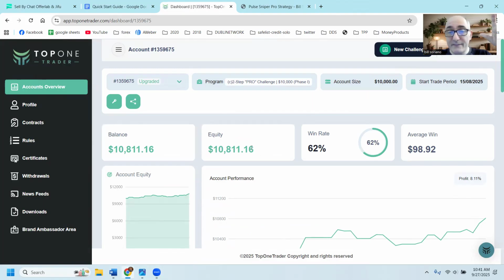You can see I got the $10,811. So I passed the 8% gain that I needed. And again, the win rate 62%. So this strategy is not win all the time. You don't need it to win all the time. You just have to apply it consistently over time. And this is the win rate that I got with this strategy in about the past 30 to 40 days, right? So average win 98.92.